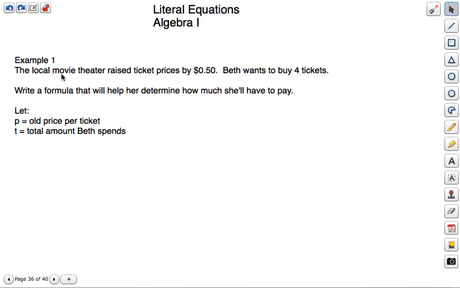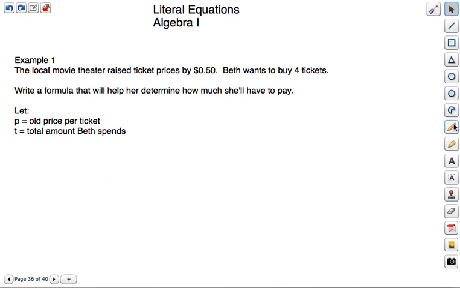First one, the local movie theater raised ticket prices by 50 cents. Beth wants to buy 4 tickets. Okay, so what we need to do is write a formula that will help determine how much she'll have to pay. Okay, so we're given that P equals the old price per ticket. We're given that T equals the amount that Beth spends in total at the movie theater.